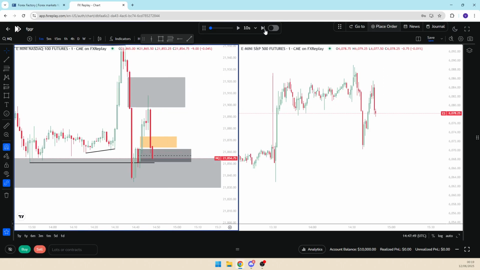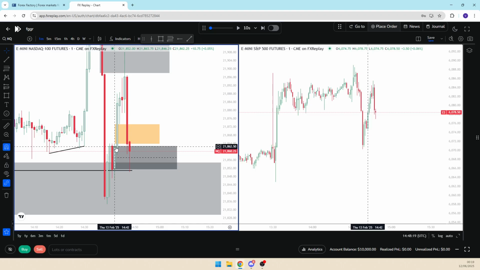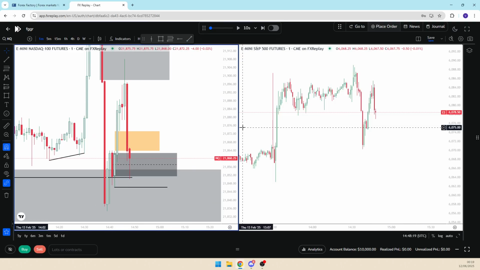So 9:47 August, we don't have any kind of displacement yet. Yeah, this was a displacement. You could be entering here, but the real disrespect of the order block is going to be when we take out this candle low. So if price goes below this candle low, I'm going to go shorts.